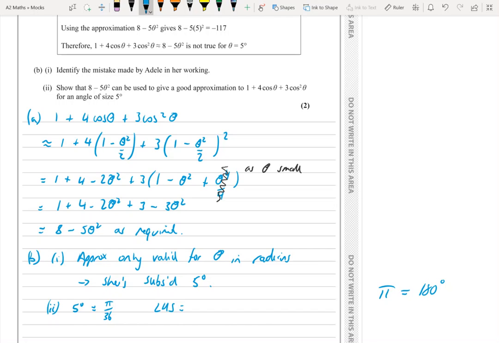So on the left hand side I get 7.9999, very close to being 8, and on the right hand side, so we're substituting, so let's put pi over 36 back in as our answer so that we've got that to play with. We're substituting that into 8 minus 5 theta squared, so 8 minus 5 answer squared is 7.96, and yes, therefore it is a good approximation there.